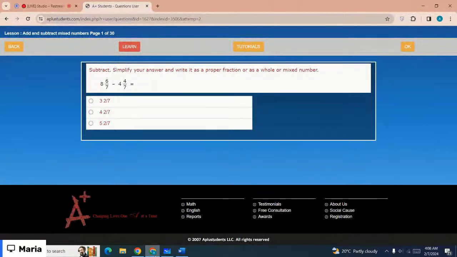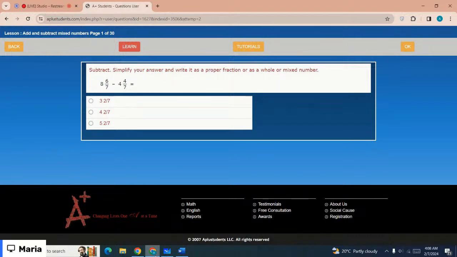First you need to subtract the whole numbers. You have to do 8 minus 4. First subtract the whole numbers. 8 minus 4 is 4.